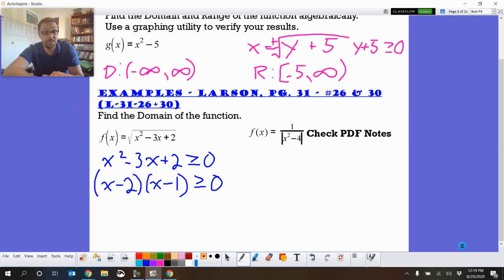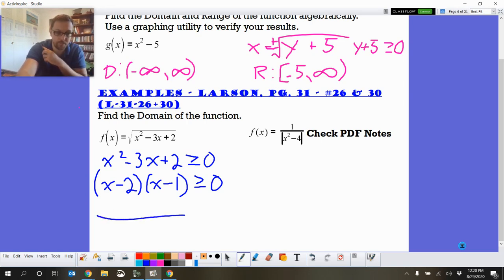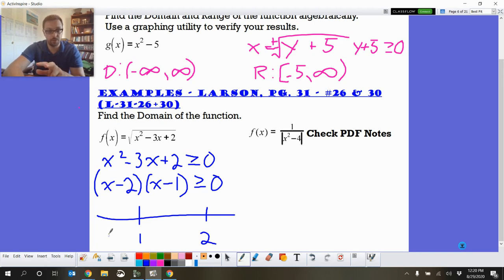Now, you might not remember this, but we did this in pre-calculus. It was back in chapter 1. What we need to do is check our critical points, where the expression equals 0, and then we check each interval to see which ones are actually going to work in the inequality. So we draw out a number line. We're concerned about 1, and we're concerned about 2. And we check each one of these spots to see if it works or not.